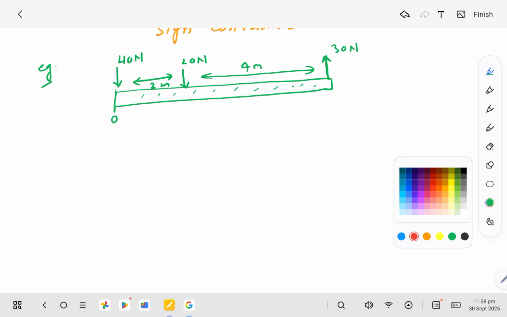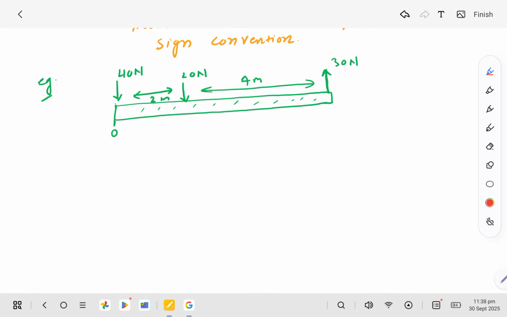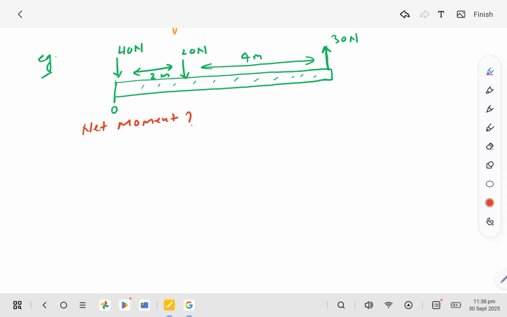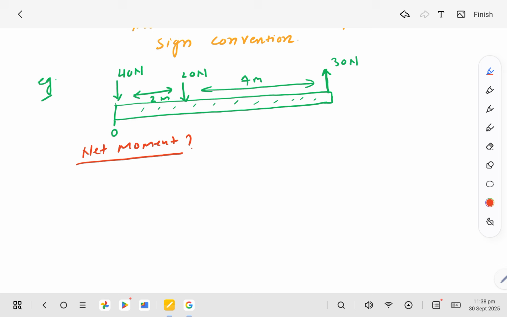Now, what is the total moment acting on this object? The net moment. So now we have three forces.